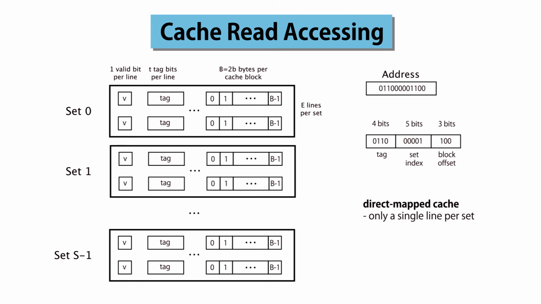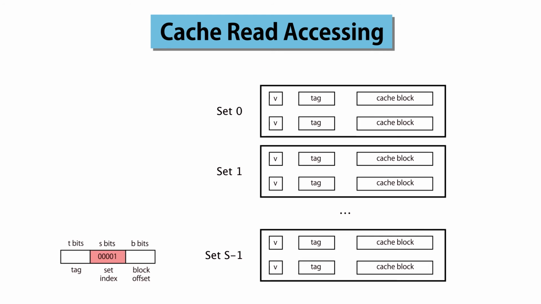If there's only a single line per set, it's called a direct mapped cache. If there's more than one line per set, it's called a set associative cache. The first step in determining whether the contents of an address is stored in the cache involves the set index. We use the set index bits of the address to find the appropriate set in our cache. In this case, our set index is 00001. So if the address is stored in the cache, it must be stored in set 1. In this picture, we're showing a set associative cache with 2 lines per set.